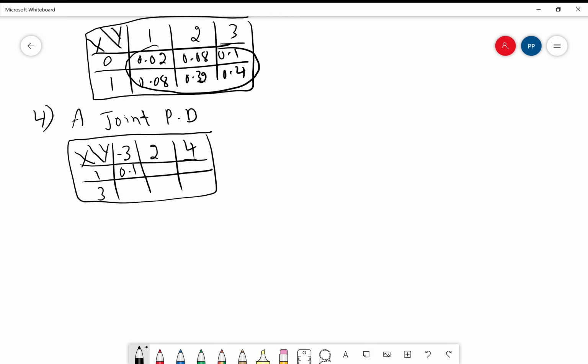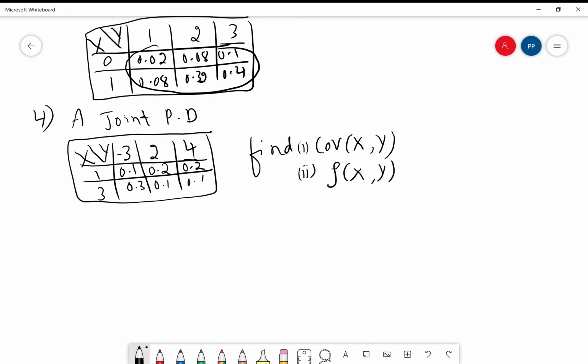The corresponding probabilities are 0.1, 0.2, 0.2, 0.3, 0.1 and 0.1. Now find the covariance of the variables x comma y and also the correlation coefficient rho of x comma y. To get these two, first we have to find the individual distributions. We can find them easily.